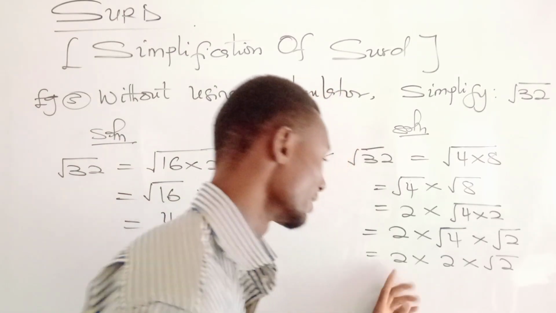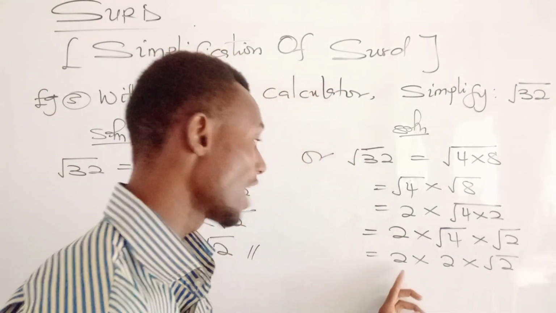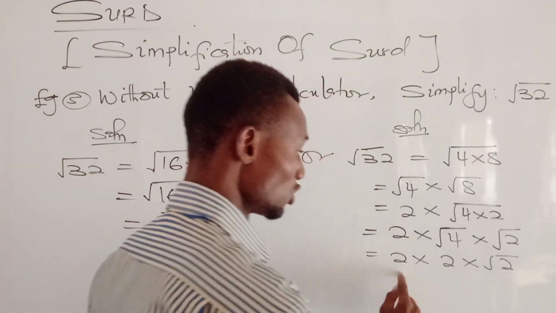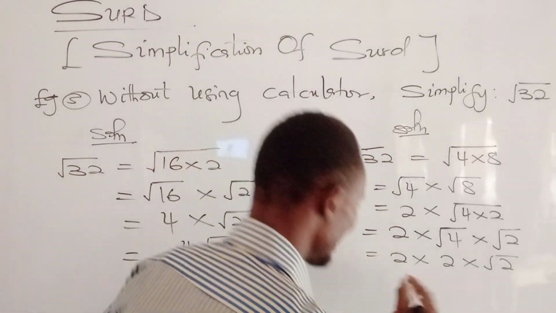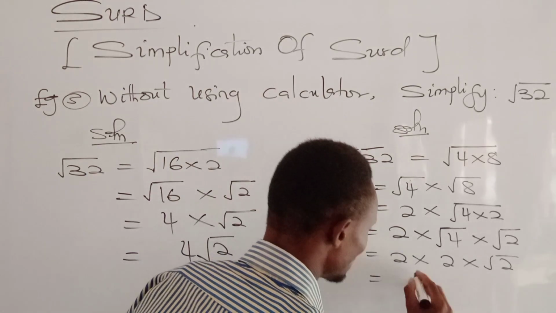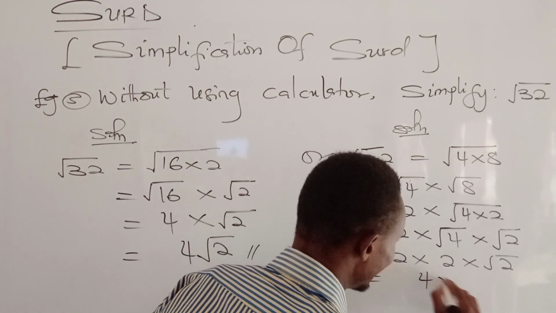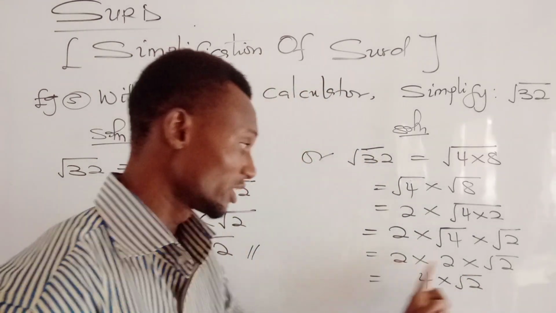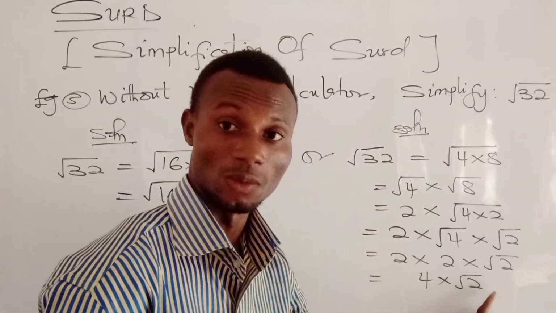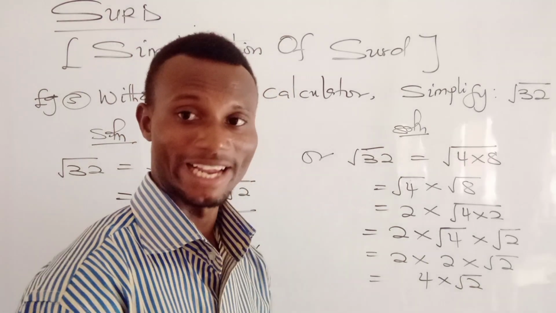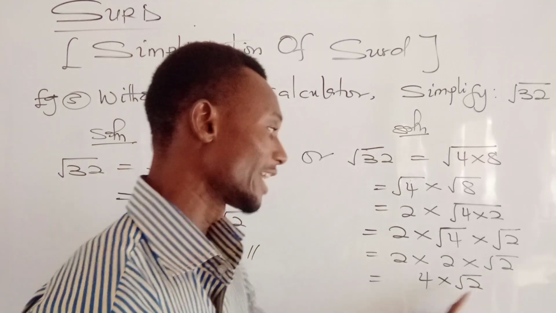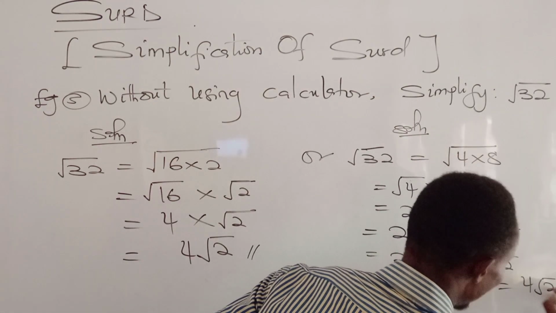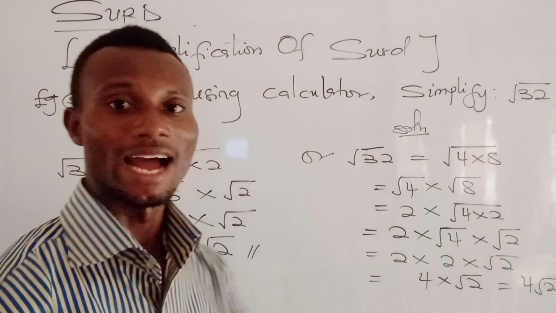So from here, let's simplify further. So we have 2 times 2 times root 2. So 2 times 2 gives 4. So let's go ahead and simplify. So I'll write my 4, then times the root 2, which I have here. Now let's multiply and get our final answer. So 4 times root 2 gives 4 root 2. And that becomes your final answer.